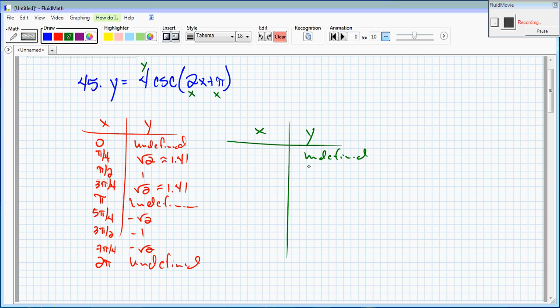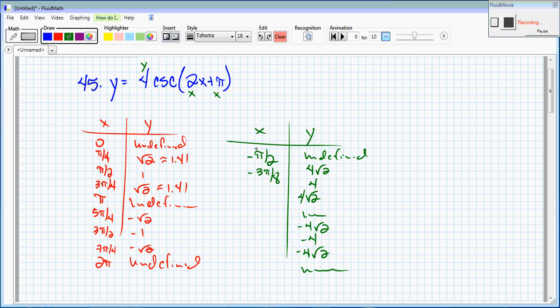This is going to be undefined. This is going to be 4 root 2, 4, 4 root 2, undefined, negative 4 root 2, negative 4, negative 4 root 2, and undefined. Okay? For x, again, what we're going to do is we're going to subtract pi and divide by 2. So what this ends up being is a phase shift of negative pi over 2. Here, we would subtract pi, which will give us a negative 3/4 pi, and divide by 2, which will give us a negative 3 pi over 8.